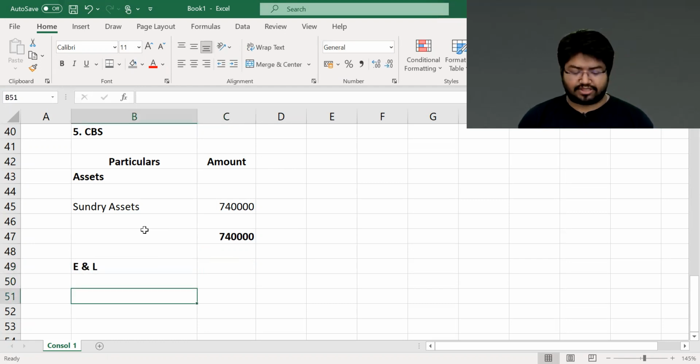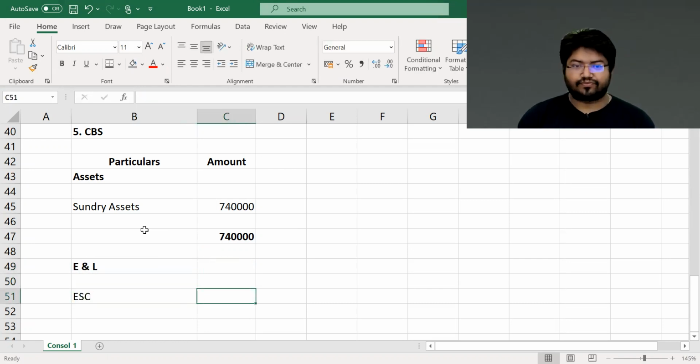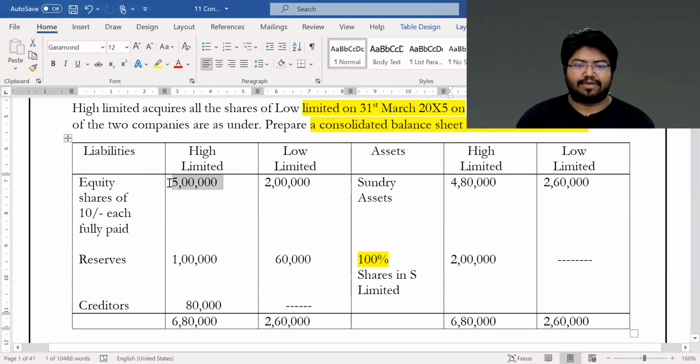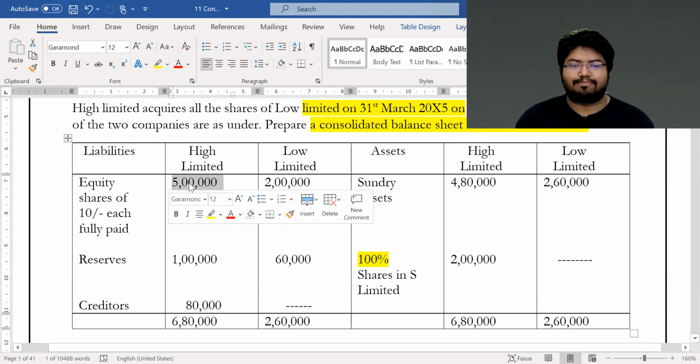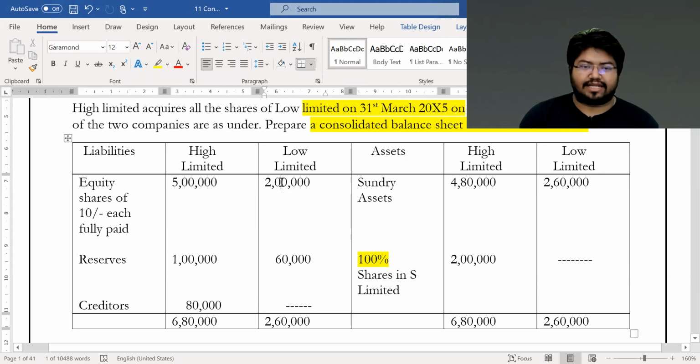Equity and liabilities, if you see, you have equity share capital, which is only for the parent you are supposed to take. Recollect our template which I have shared. Only parent's equity share capital is supposed to be taken. Child's should not be taken, the reason is this 2 lakhs is already considered in step 3. It got adjusted, so I need not take it at all. So it is only 5 lakhs.